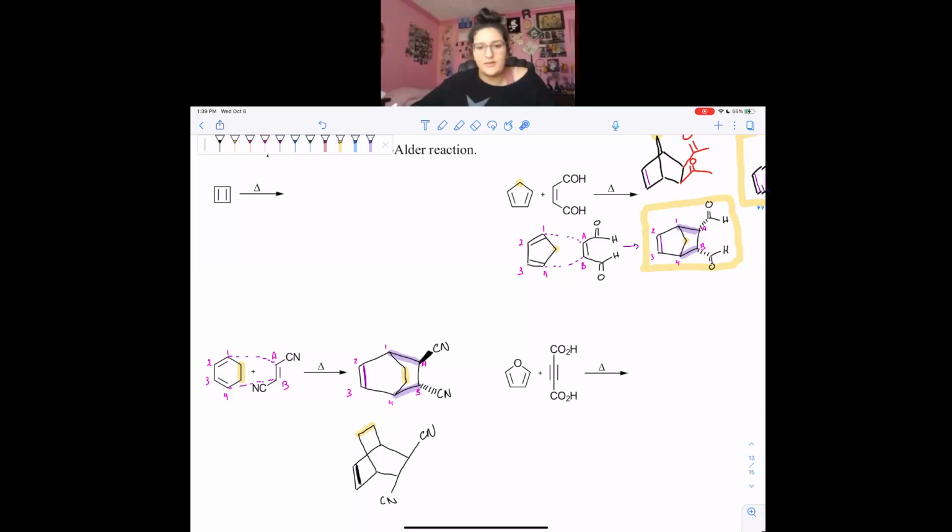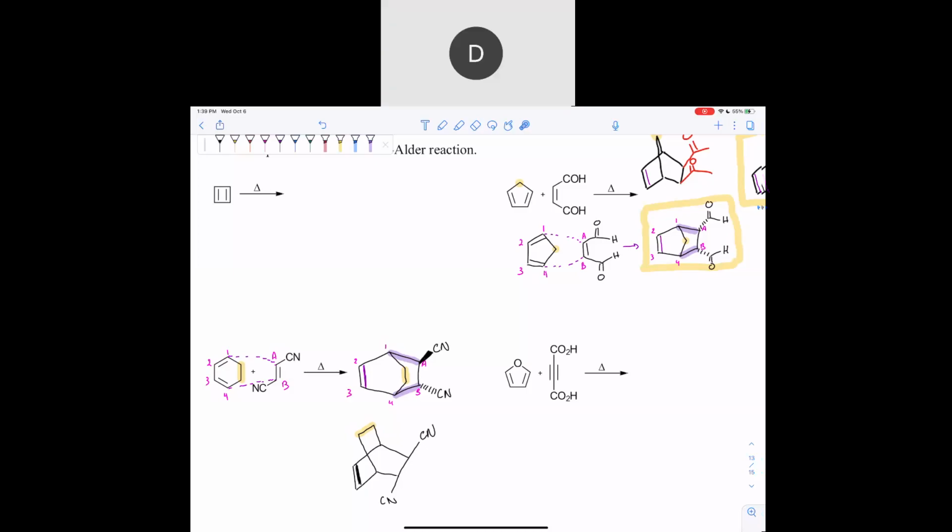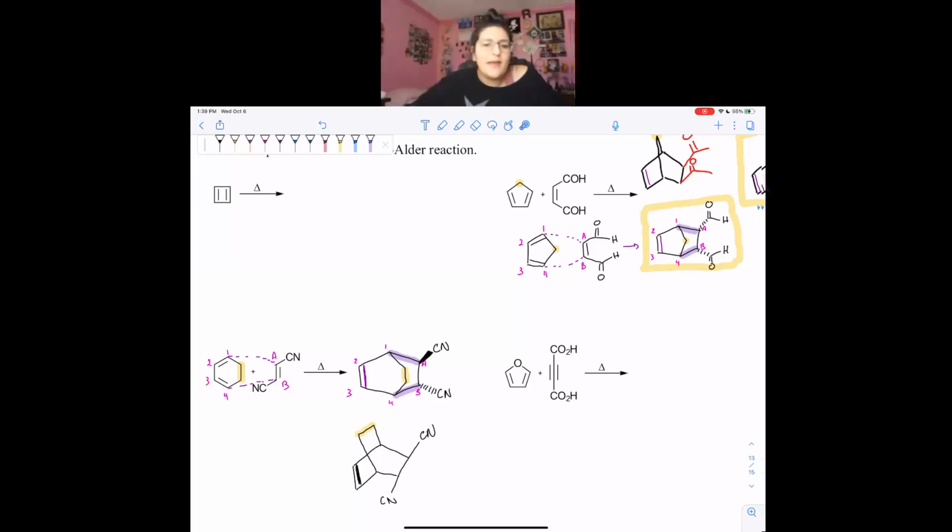Any other questions? Someone's asking if you drew the CN equatorial or axial. It doesn't really matter. I drew them equatorial just because that's what I'm more used to seeing, I guess, because that's what's more stable. But you could have also done it axial, it's not going to change your answer. I won't go too much into that because boats are ugly.